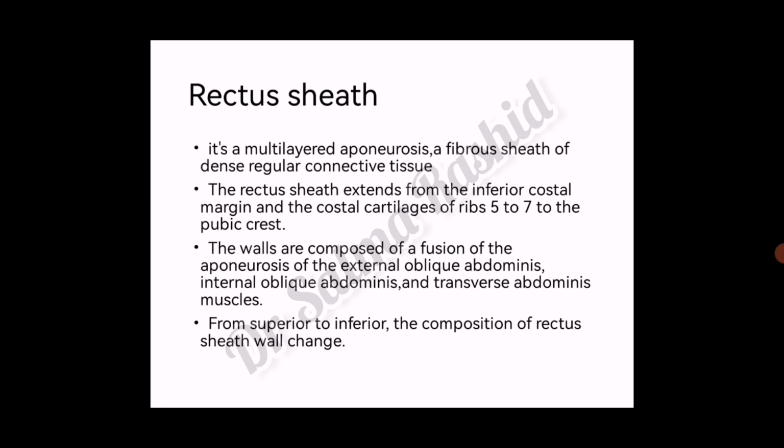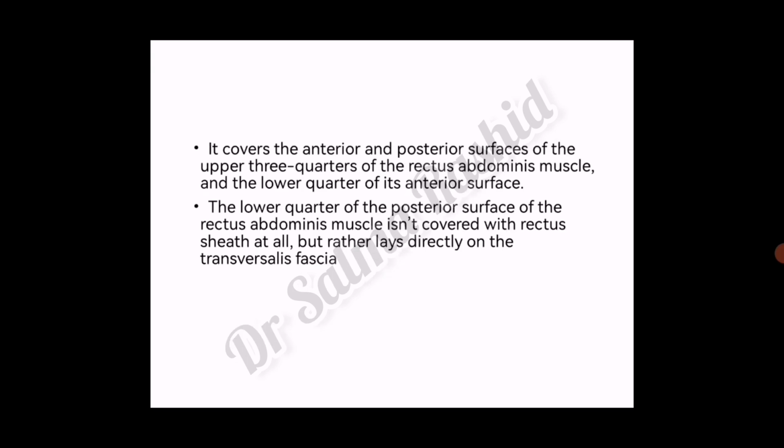From superior to inferior, the composition of the rectus sheath wall changes. It covers the anterior and posterior surfaces of the upper three quarters of the rectus abdominis muscle and the lower quarter of its anterior surface. The lower quarter of the posterior surface of the rectus abdominis muscle isn't covered with the rectus sheath at all, but rather lies directly on the transversalis fascia.